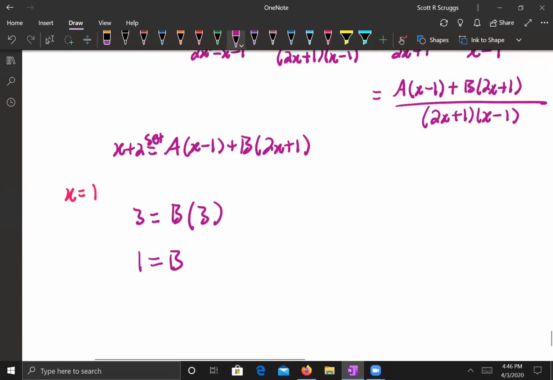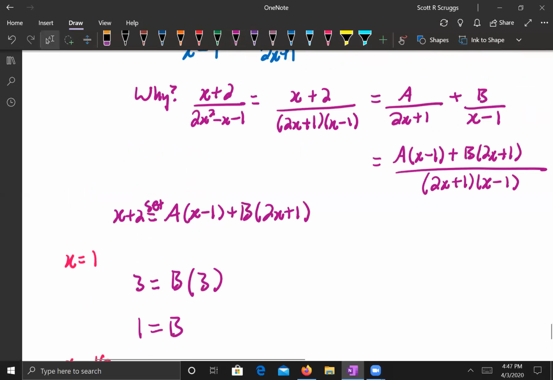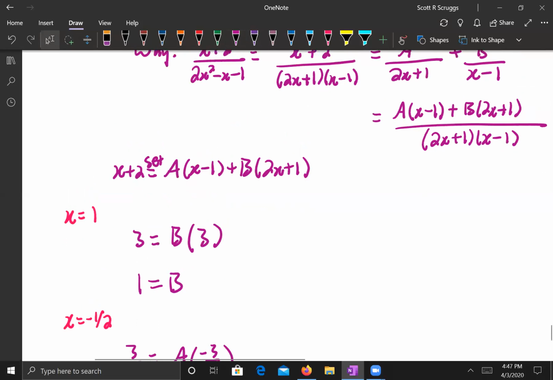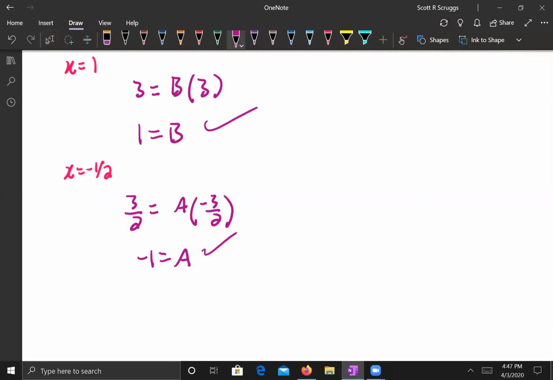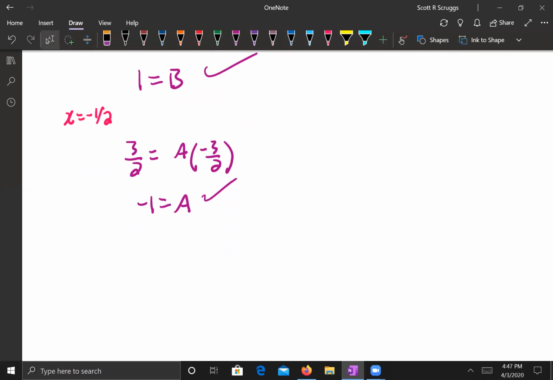And then 2x plus 1 becomes 0 when I plug in negative 1/2. When I plug in negative 1/2, I get 3 halves equals a times negative 3 halves, which means a is negative 1. And boom goes the dynamite, because now we're done. So yay, we got it. We got our partial fraction decomposition. Now let's see how we can use that.